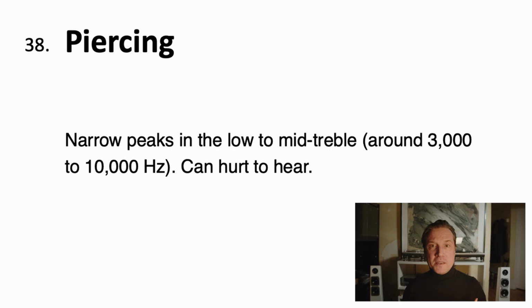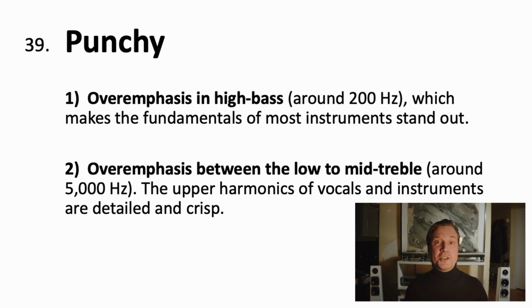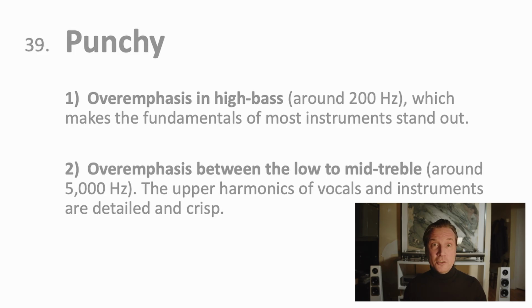Piercing: narrow peaks in the low and mid treble around 3000 to 10,000 Hz. When you hear piercing, it can hurt to hear. Punchy, first definition: overemphasis in the high bass, around 200 Hz, which makes the fundamentals of most instruments stand out. Second definition: overemphasis between the low to mid treble, around 5000 Hz. The upper harmonics of vocals and instruments are detailed and crisp.